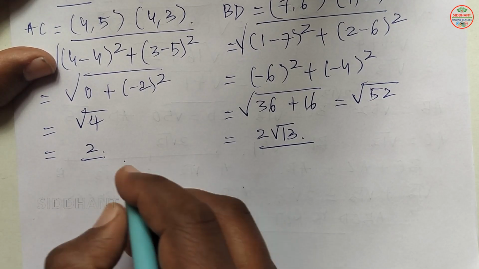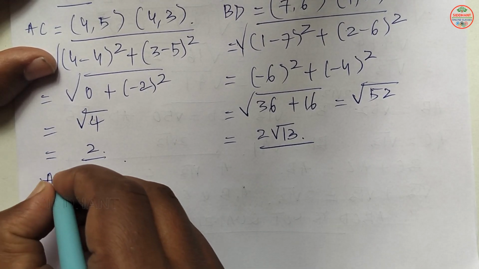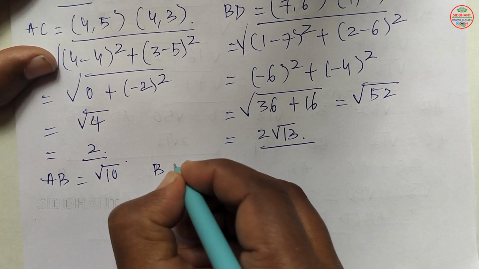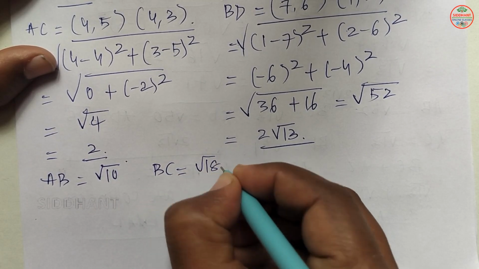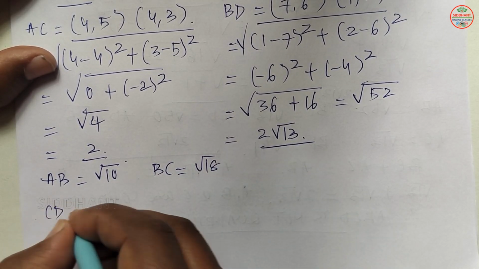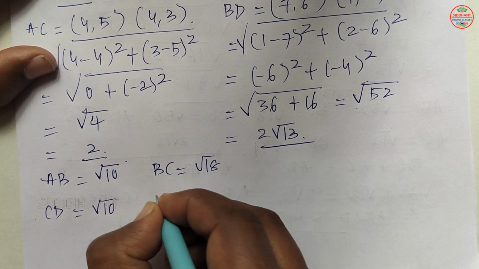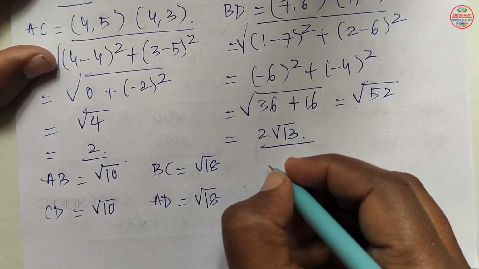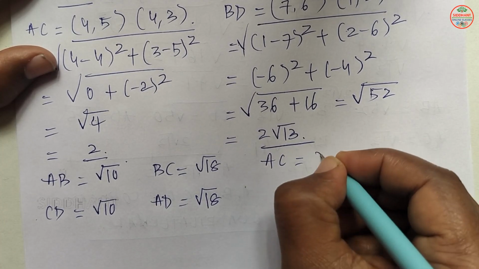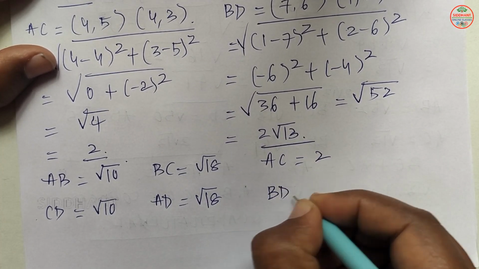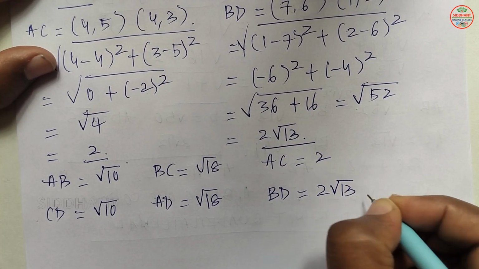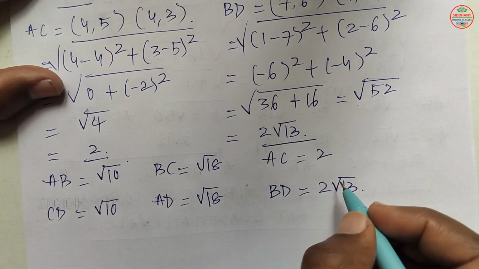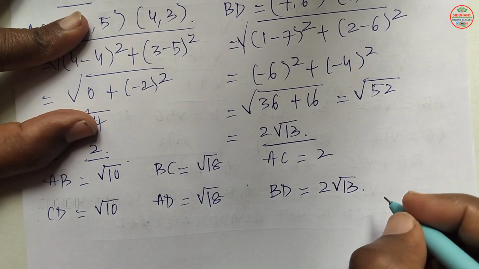Now we are going to compare the values. AB is root 10, BC is root 18, CD is root 10, and AD is root 18. The diagonals: AC is 2, and BD is 2 root 13. So when you compare, the opposite sides are equal but the diagonals are not equal.